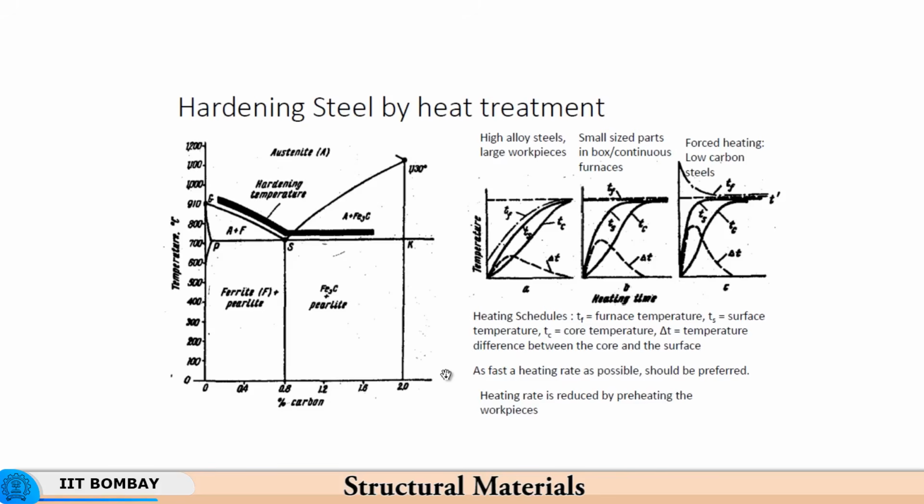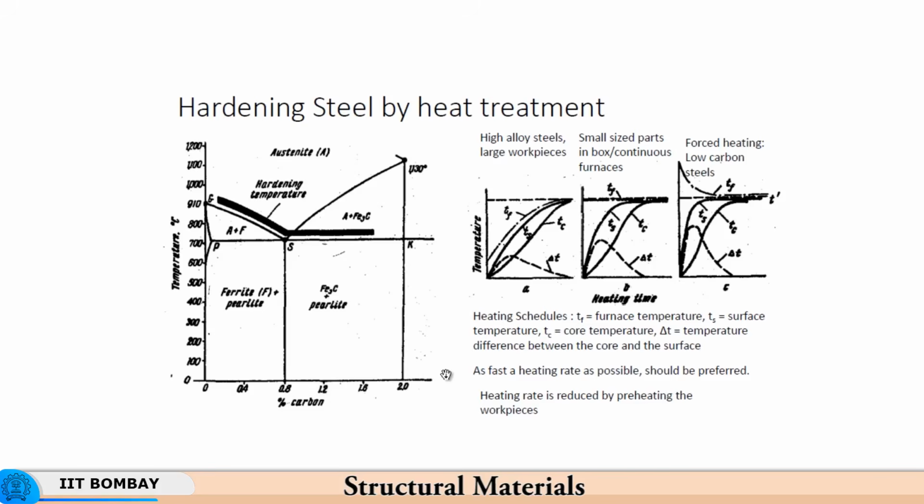So, waste heat can often be used for preheating. The waste heat from the furnace can be used for preheating of the material and holding it there for a long period of time, and then getting it into the furnace for better utilization of the heat, as well as for shortening the heat treatment schedule, or heating schedule in particular.